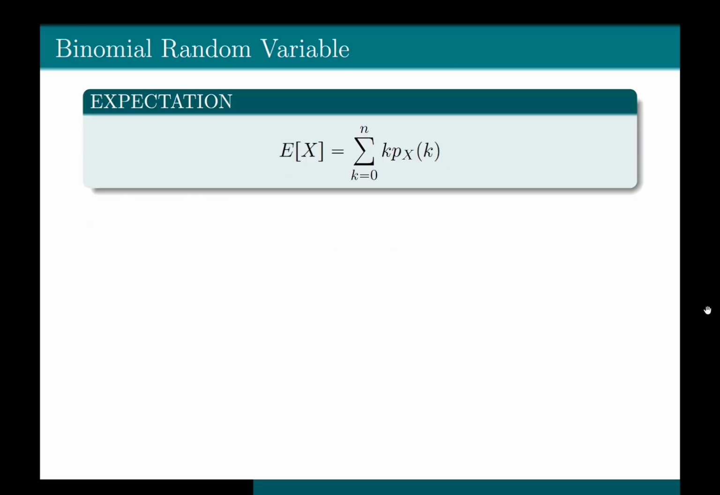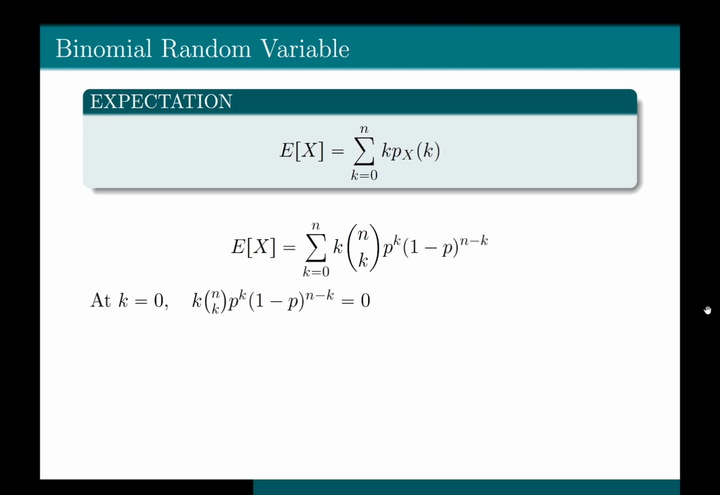Time to find the expectation of this random variable. Now we know the formula of expectation of a random variable is summation of k times p_X(k), where we are summing over the support of the random variable. Here the support of the random variable contains all the natural numbers between 0 to n. So we have summation k from 0 to n of k p_X(k). We know the value of p_X(k), which is nCk times p to the power k times (1 minus p) to the power n minus k.